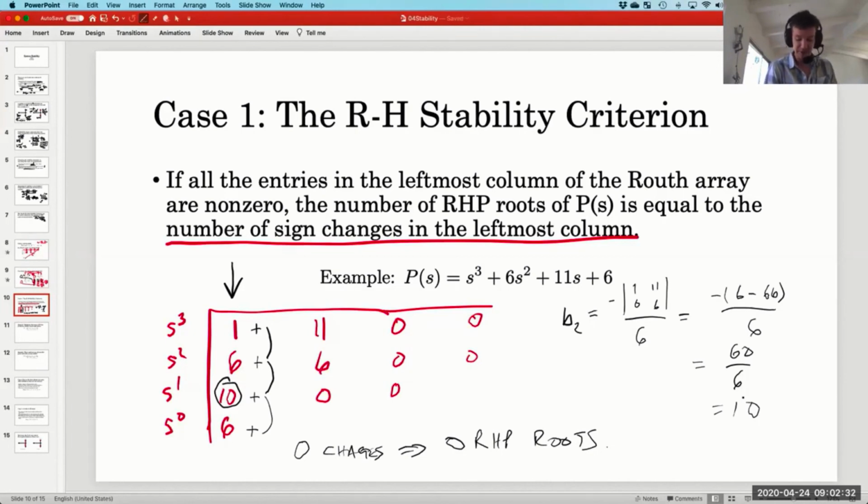We will see lots more examples in the next class. In particular, we will see the actual real use case for Routh-Hurwitz, which is what happens when, say, this is a variable. Okay, so stay tuned for that.